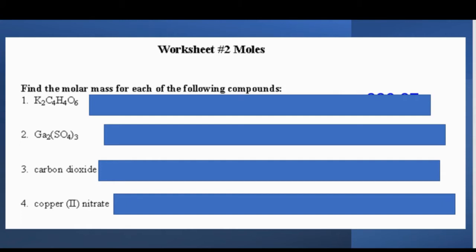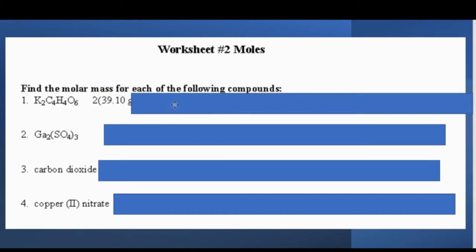So the first couple questions here are all about finding a molar mass. Our two relationships with moles. The one we use a lot is the periodic table. Those masses on the periodic table are called the molar mass. So we got to go find some masses on the periodic table. So we have the formula for number 1, K2C4H4O6, and we need to go grab the masses.